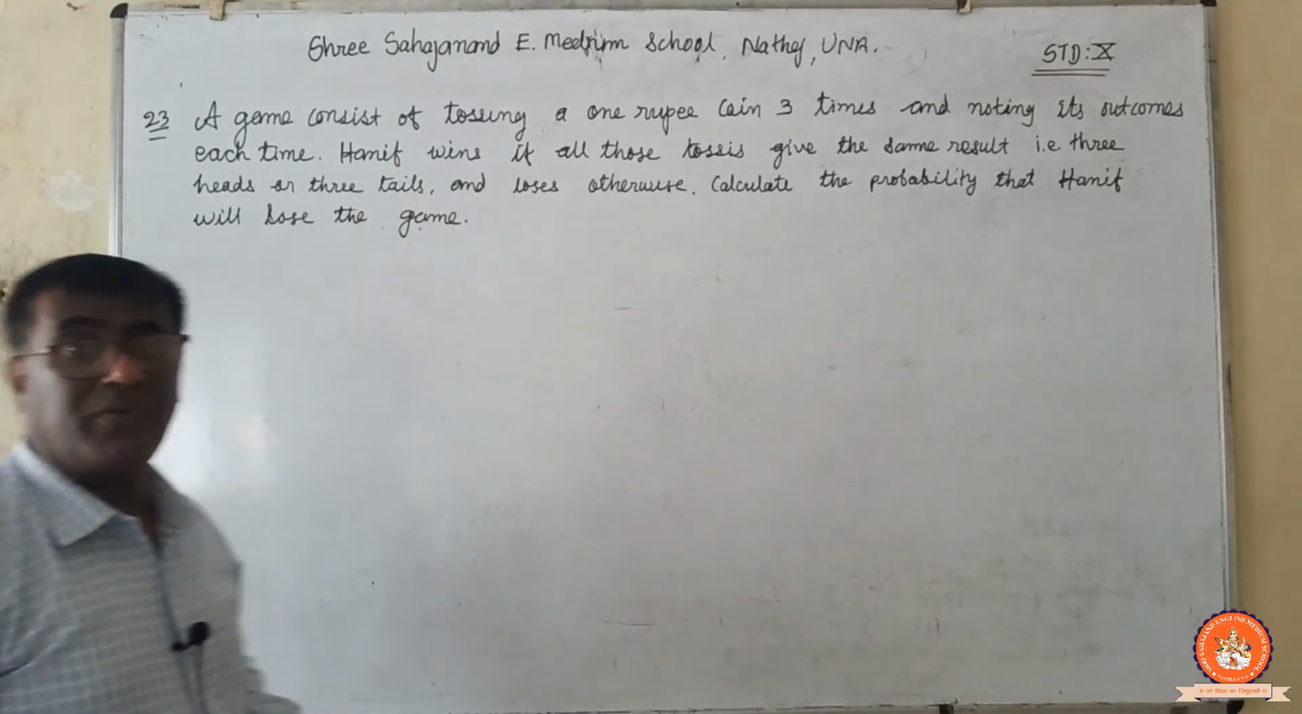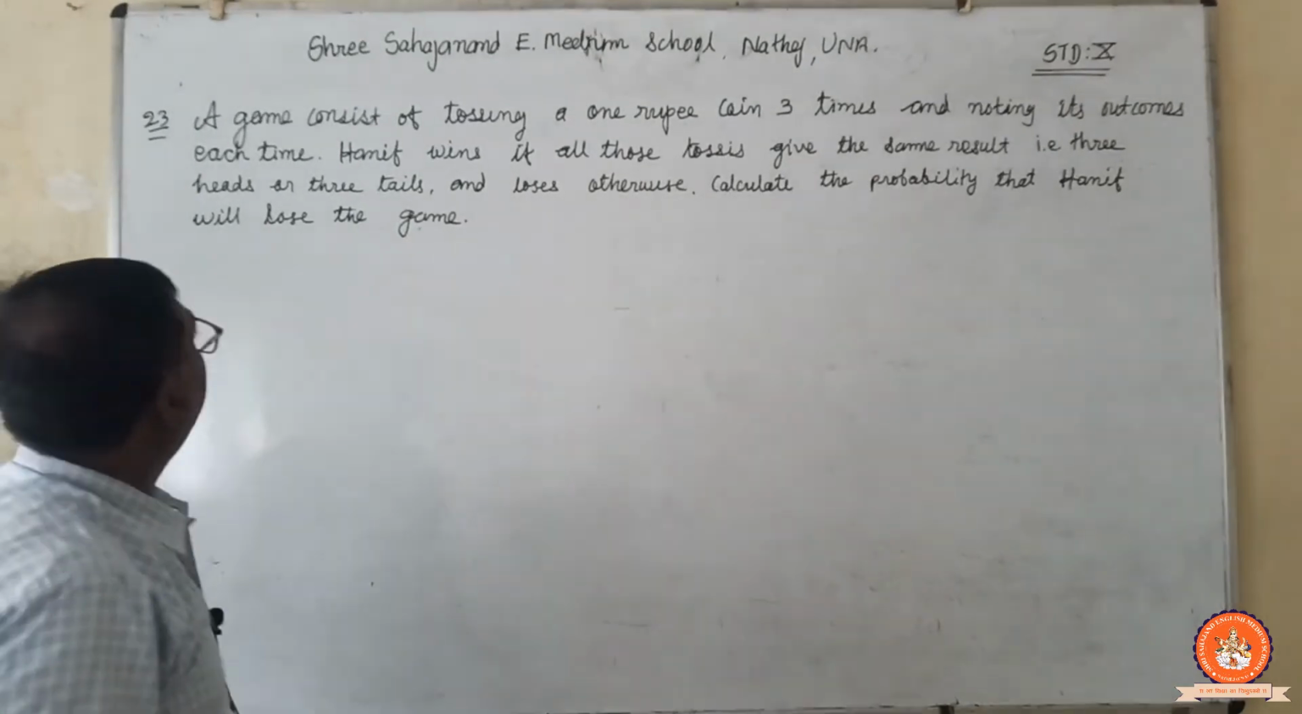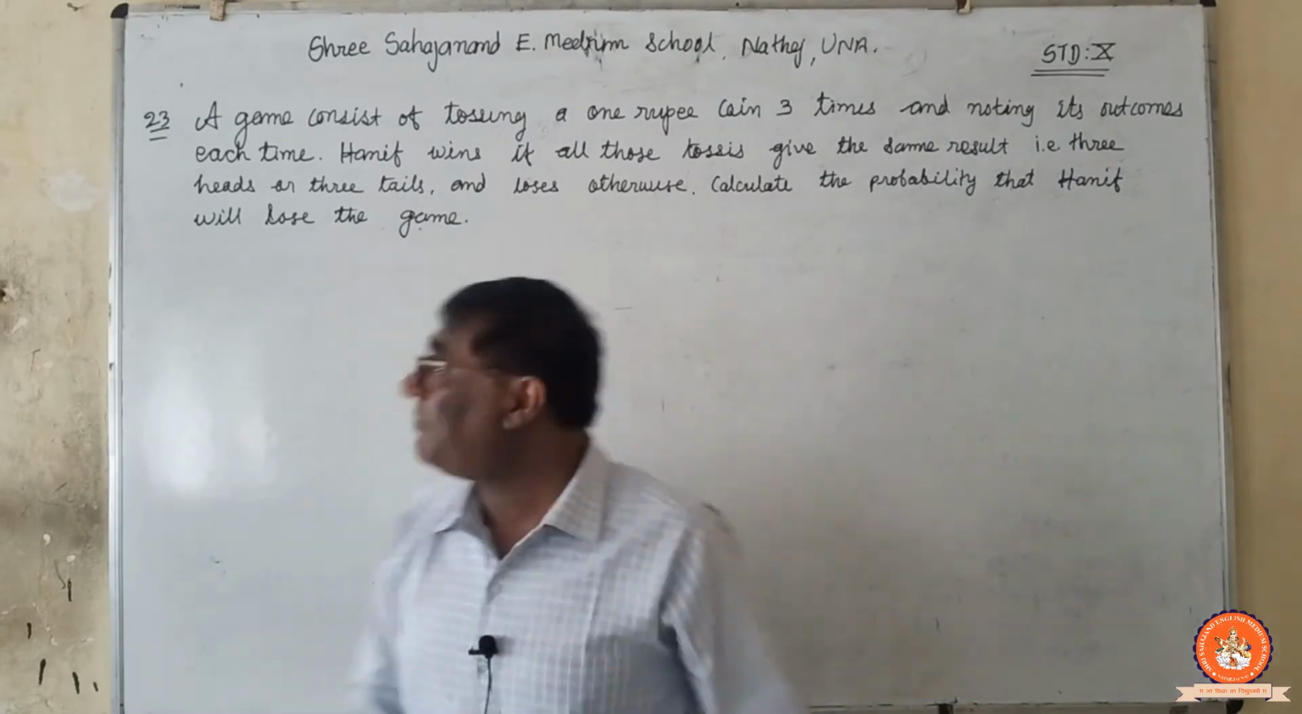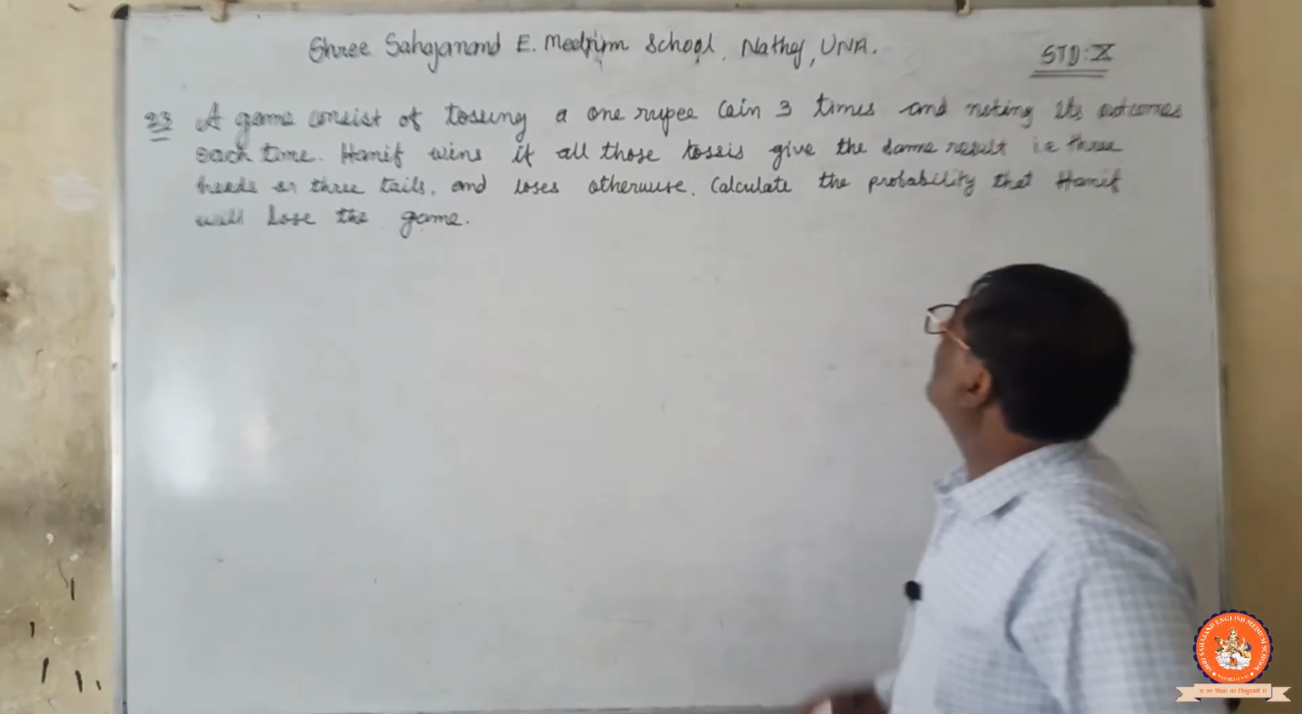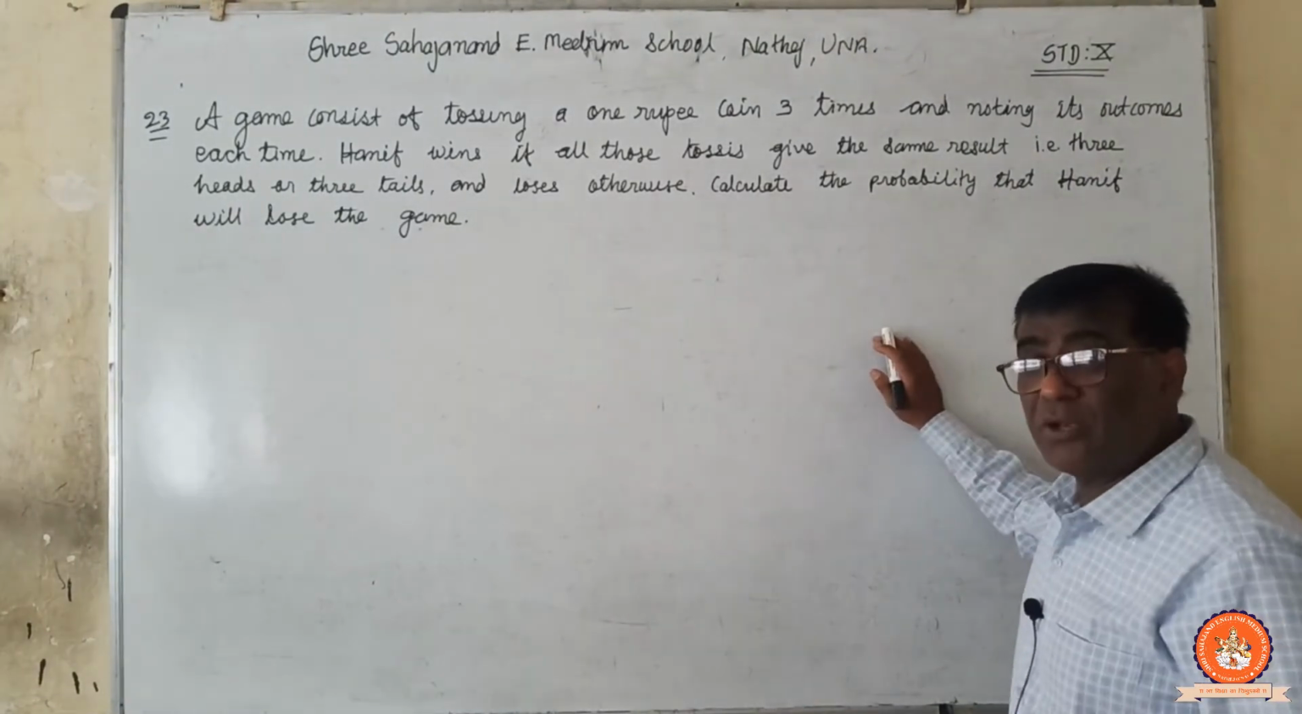Now question number 23. A game consists of tossing a 1 rupee coin 3 times.